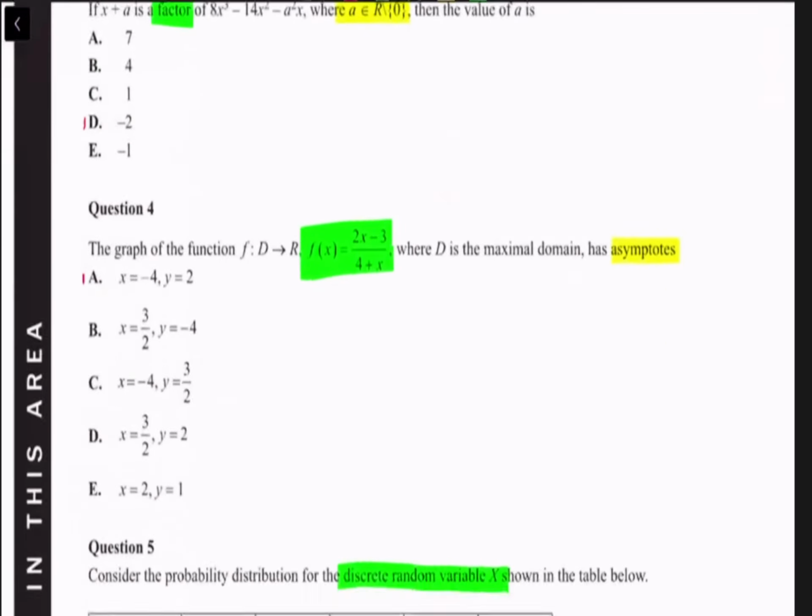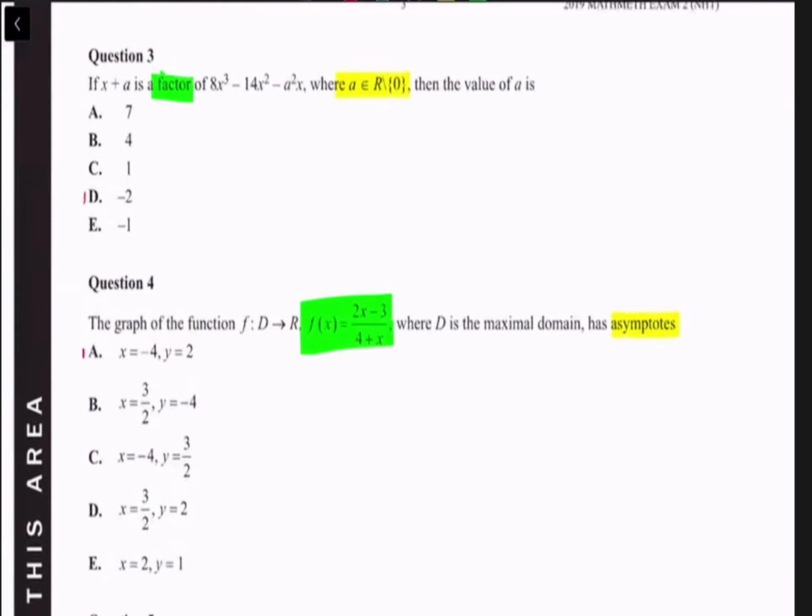So it's going to be E. So question 3, if x plus a is a factor, then that means that p of -a is 0. So all you have to do is put -a into here and then equate it to 0 in your CAS, and you should get D.